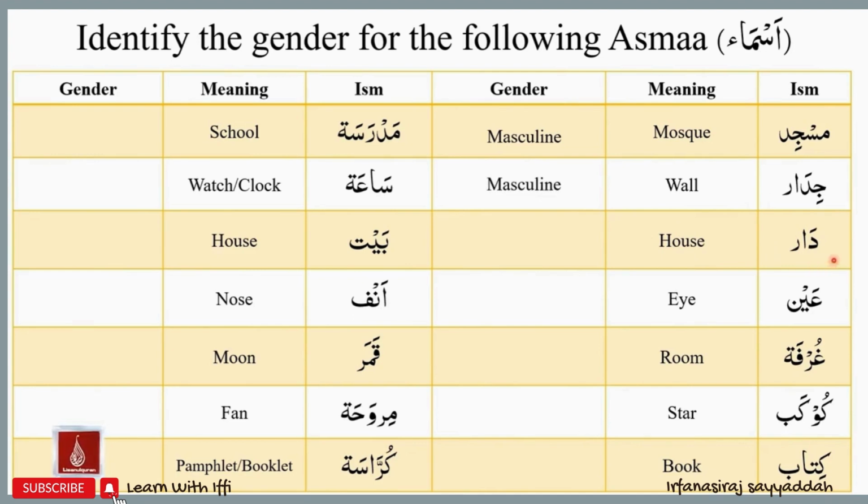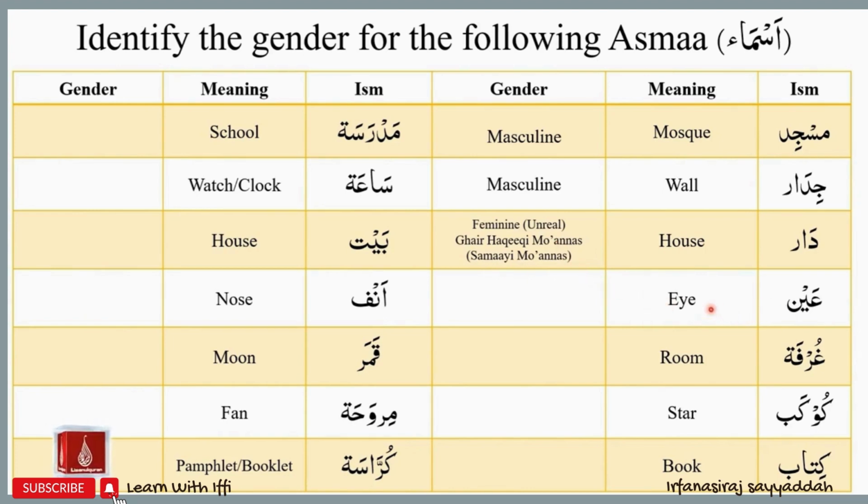Dar. If we recall, the word dar, which means house, is one of the words that is included in the list of samai muannas asma. Samai muannas is a part of unreal feminine isms. Therefore, dar will be used as feminine in a sentence, and it is an example of samai muannas.